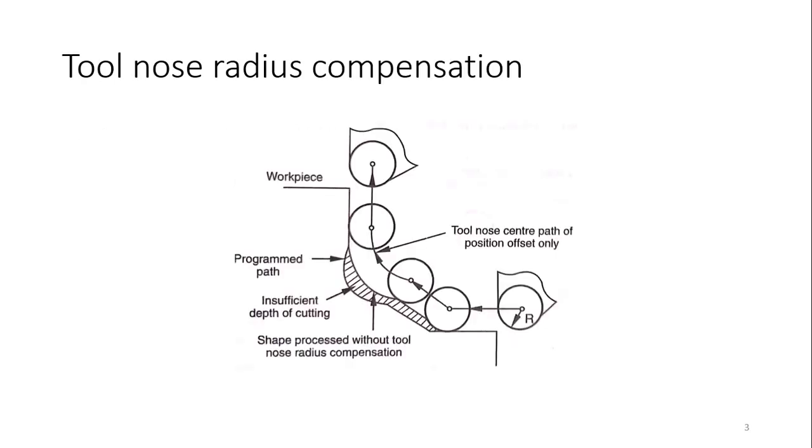So we are starting with tool nose radius compensation. What happens in tool nose radius compensation? Every tool has a different radius. Let's say if I talk about a drilling tool and a milling tool, both have two different nose radii. Clear? If you are using them, you have to compensate and adapt to those things so that your job does not get non-conformities.